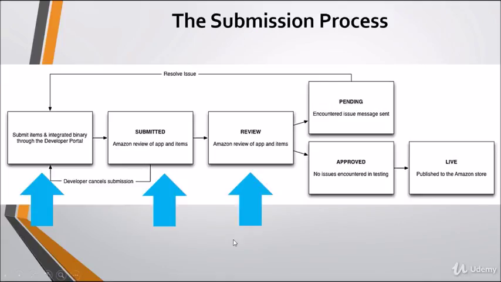The next step is Amazon reviews your app, or in this case, your process, right? Your online course, your digital product. They do their review, and then it gets approved. If there are no issues encountered in testing, because Amazon is actually going to test one of your activation codes, and they're going to see whether it works or not, then once they test that, they're good to go, they're happy, and then it goes live. It's published to the Amazon website. Now you are actually in the Amazon catalog with your own digital product selling on Amazon.